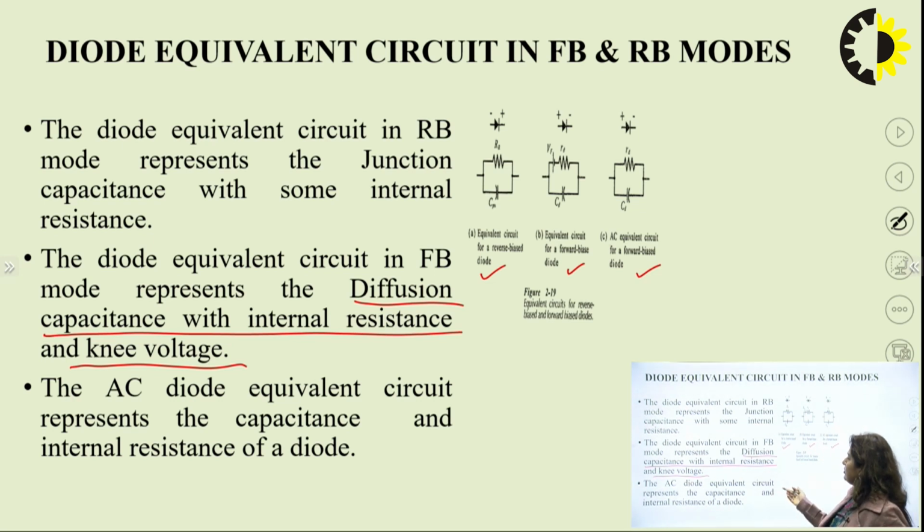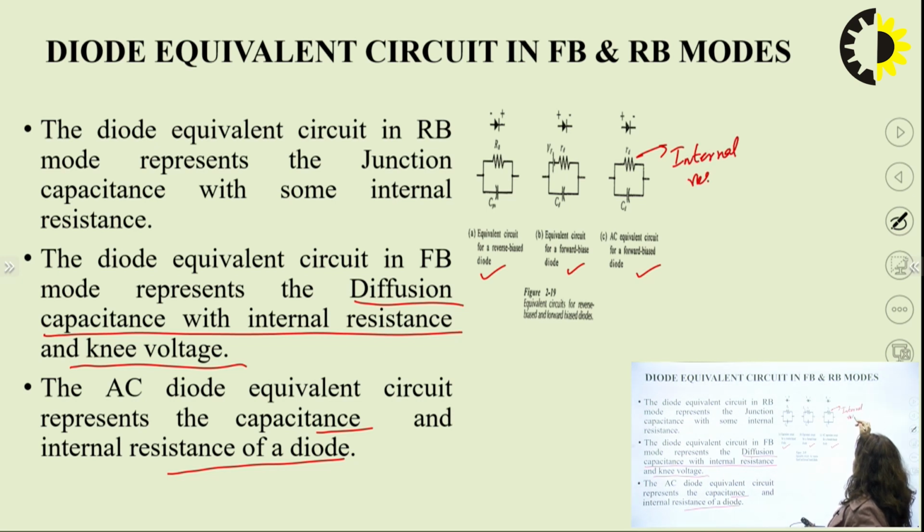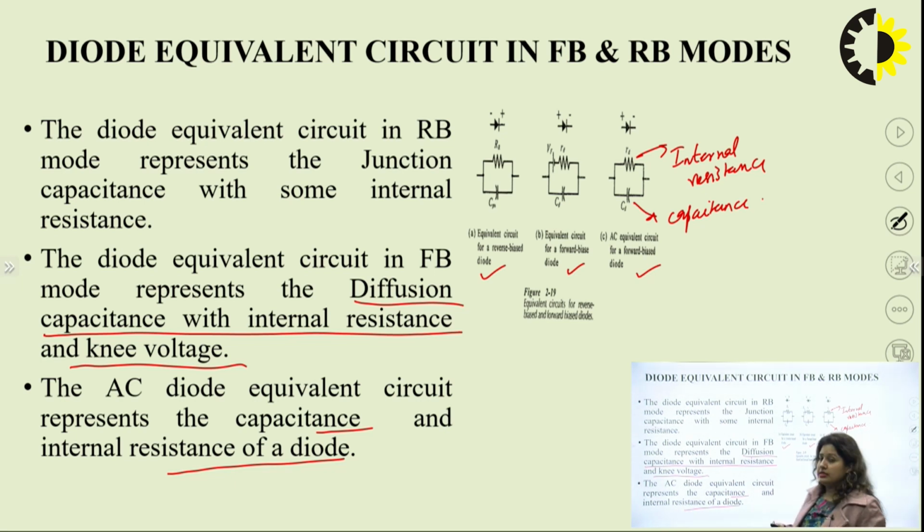The AC diode equivalent circuit represents the capacitance and the internal resistance of the diode. This is your internal resistance, and this is the capacitance. So in the AC equivalent circuit, we have internal resistances and capacitance.